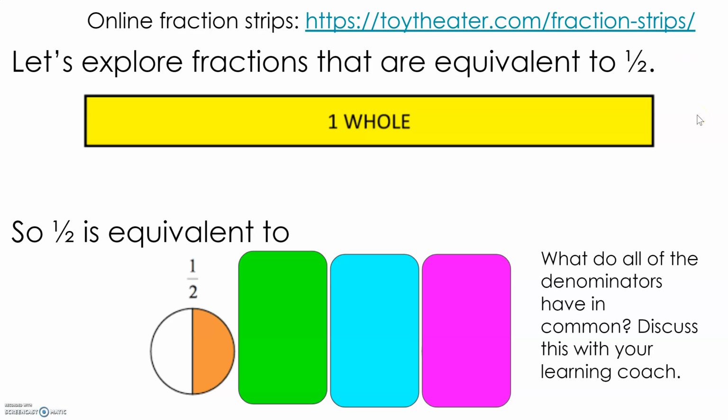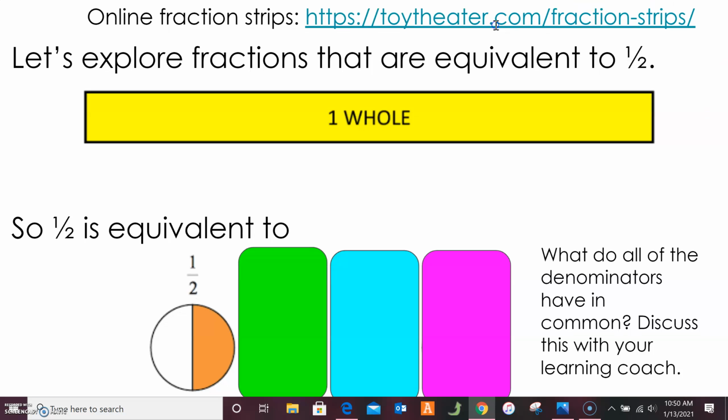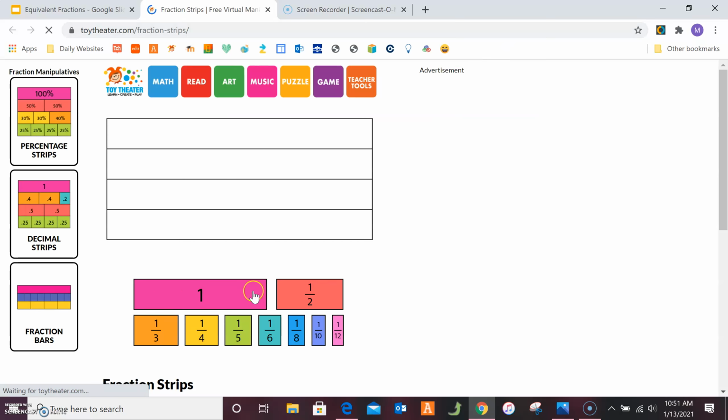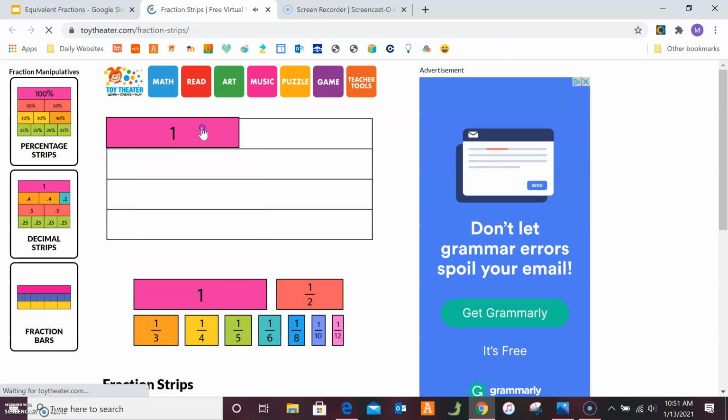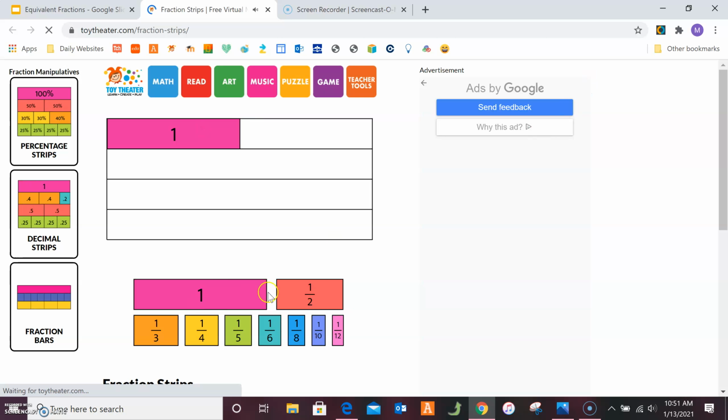So besides having equivalent fractions for 1 whole, we can actually have equivalent fractions to other fraction amounts. So we're going to explore fractions that are equivalent to 1/2. You can use your fraction strips right now in front of you, or if you want to use the online version and follow along with me, you sure can. So I'm going to put my 1 whole right up here. And then I'm going to put a 1/2 because that's the amount that we're working with. All right, so let's start seeing. We want to find some equivalent fractions. This is where you can explore.